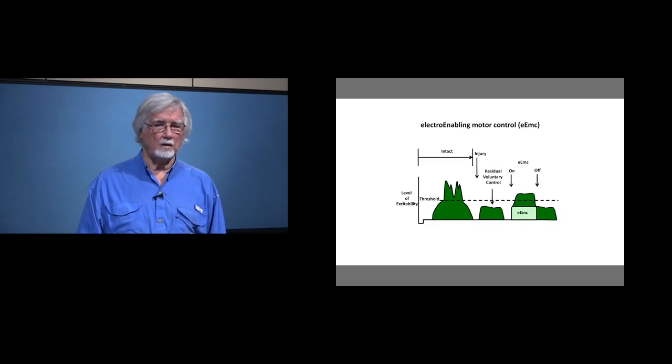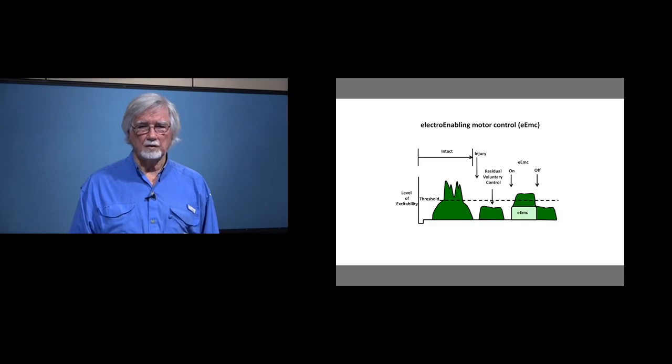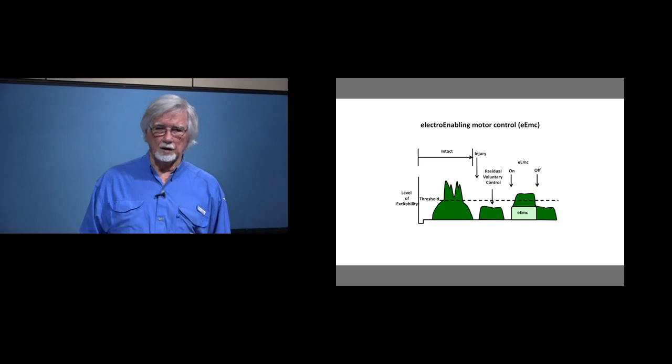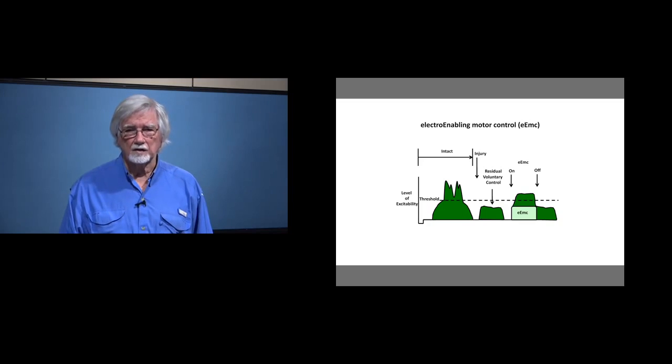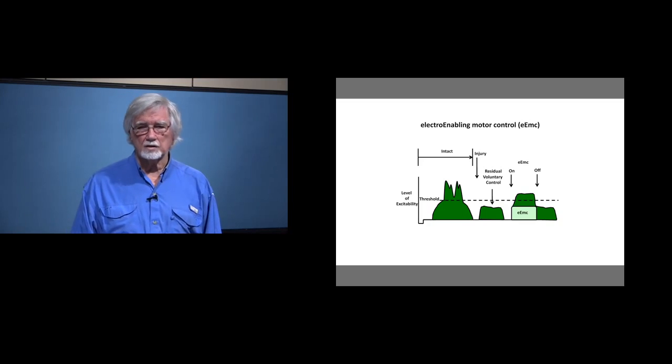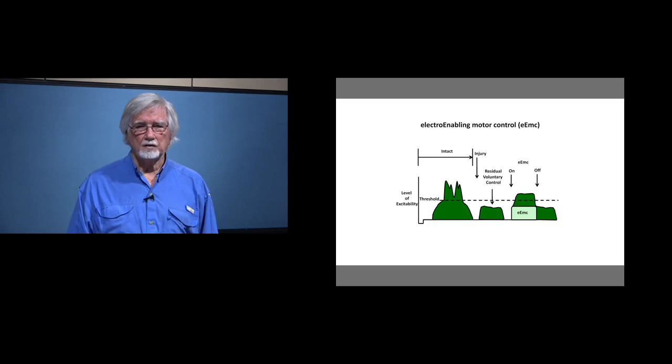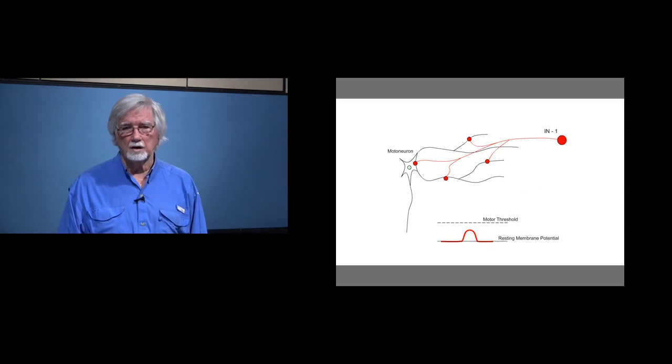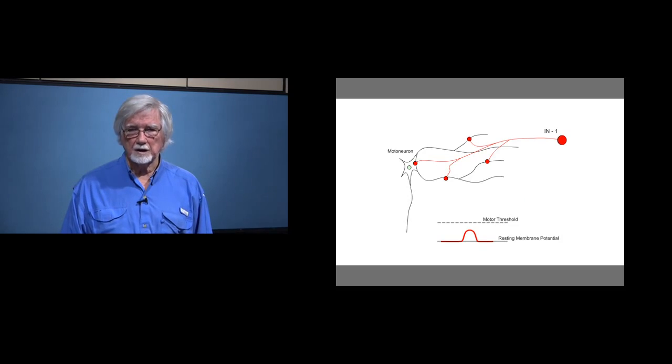So another way of looking at this, if you have a little bit of input going to the motor neuron, it's still not enough to get to the threshold. You get another source of input, it's still not enough. But if the total amount of input is enough to get above this threshold, then you have gone from being completely paralyzed to not being completely paralyzed.